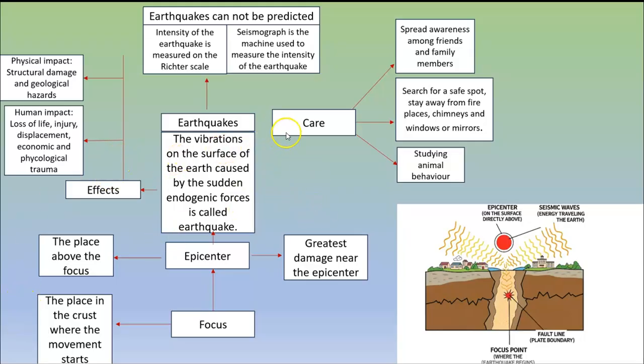As earthquakes cannot be predicted, what we can do is take care. We can take some precautions, right? So, what precautions can we take? We can spread awareness among friends and family members about earthquakes and their hazardous impacts. Then, what should we do when an earthquake is happening? We should search for a safe spot, and stay away from fireplaces, chimneys, and windows or mirrors, as they can cause damage to our health. Then studying animal behavior is one of the points that we are looking into, because some animals sense earthquakes earlier than humans.